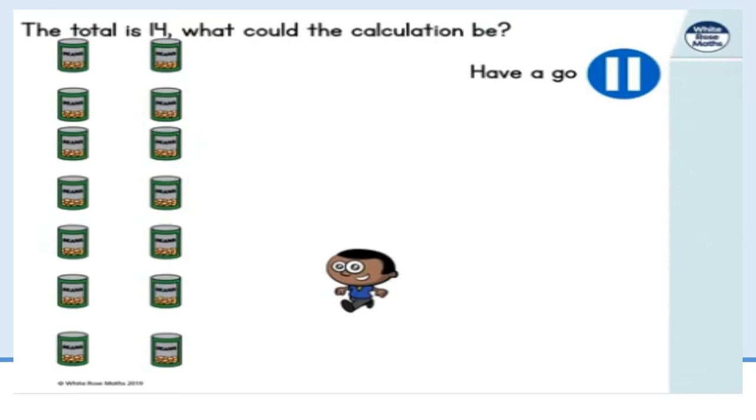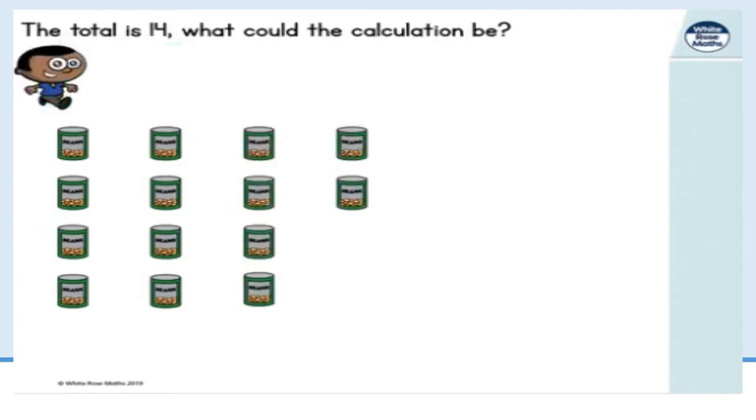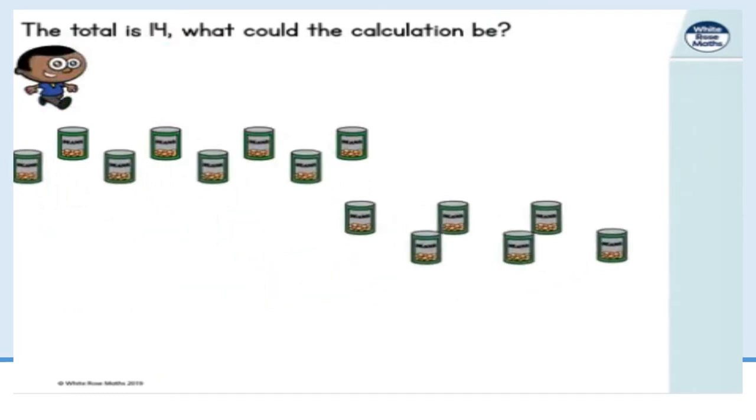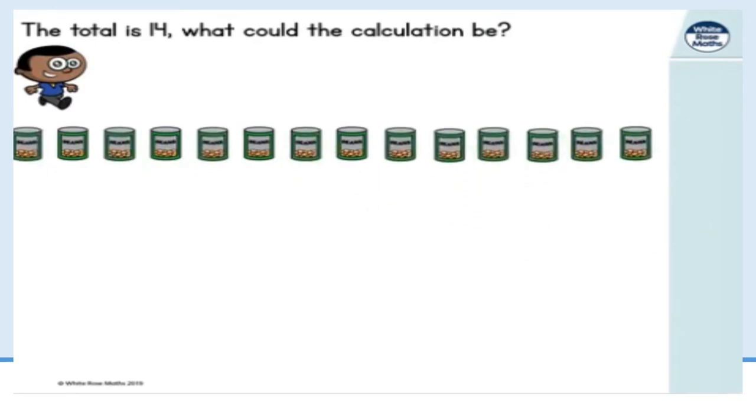What did you see? I saw 7 plus 7, which is equal to 14. And my multiplication was 2 times 7 is equal to 14. But there's another way. Look what Mo does this time. Wow, one long line. Pause the video here and think, what are the calculations for this representation? Good luck.